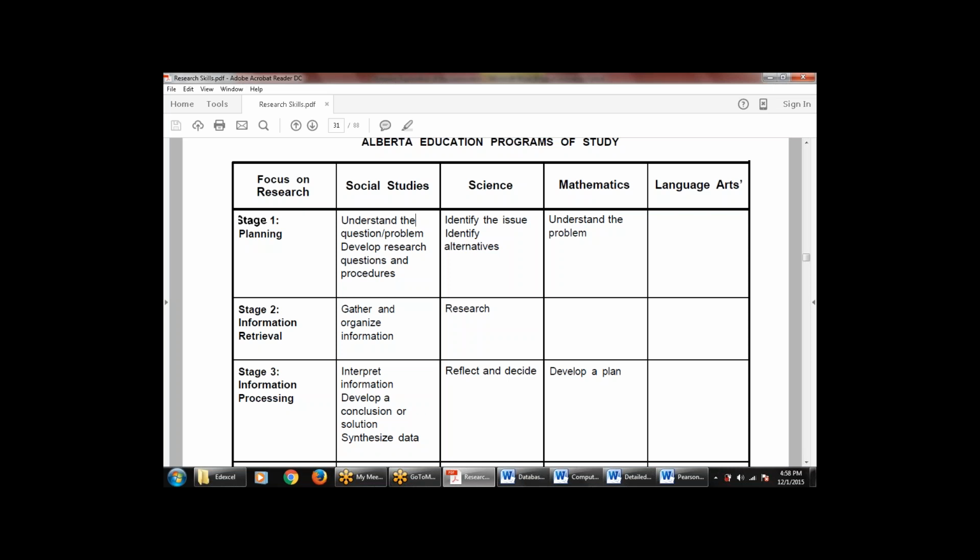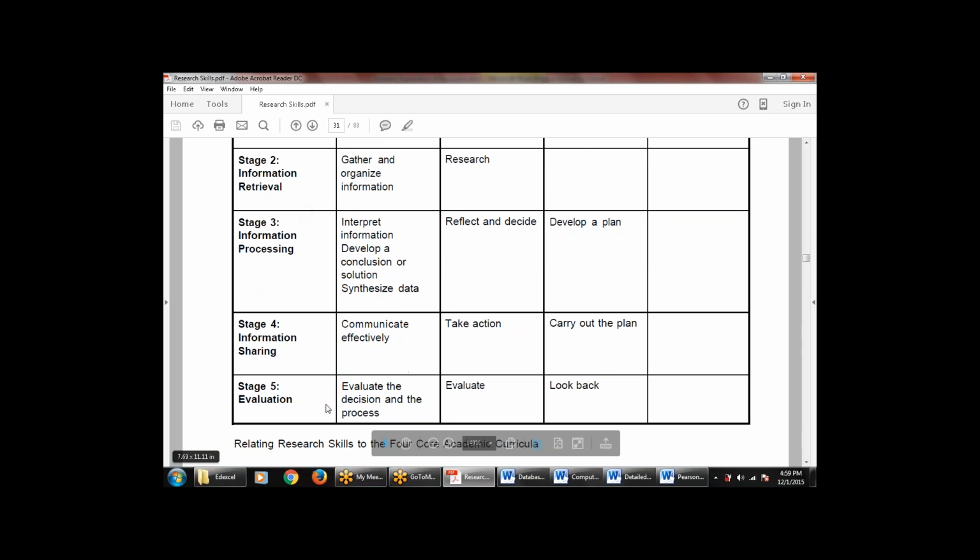Then in mathematics, it is used to develop a plan. So for mathematics, it is used to develop a plan using numerical formulas. Then stage number 4, that is the information processing. In social studies, it is to communicate effectively and efficiently. Then next is action taken, that is, carry out the plan in mathematics.